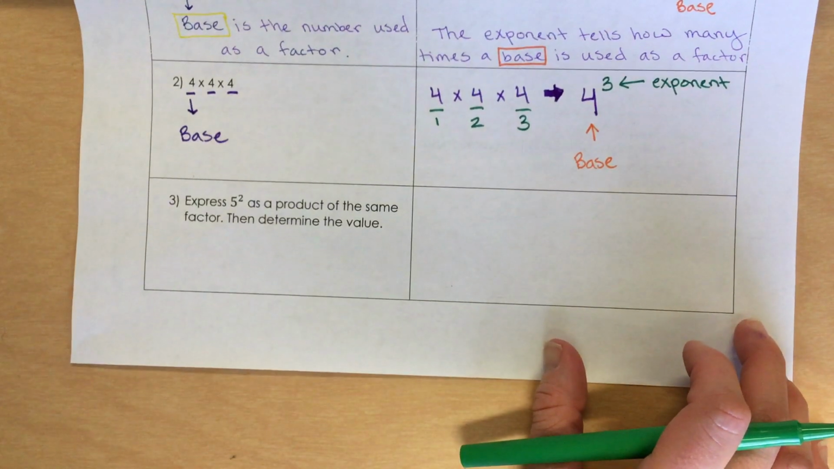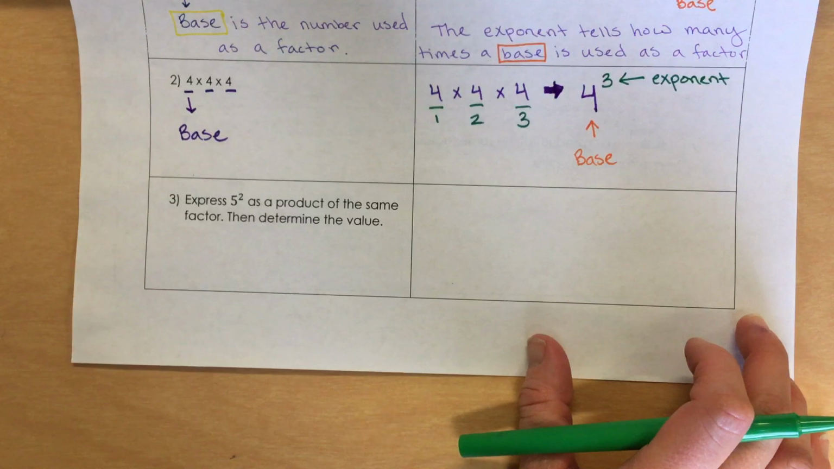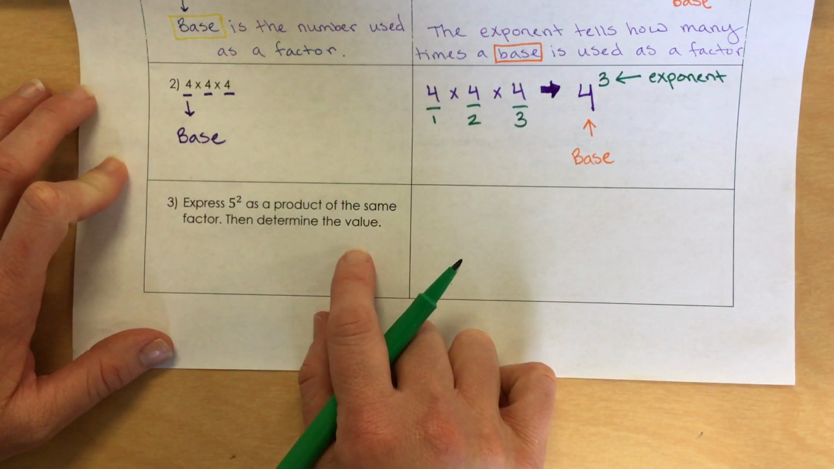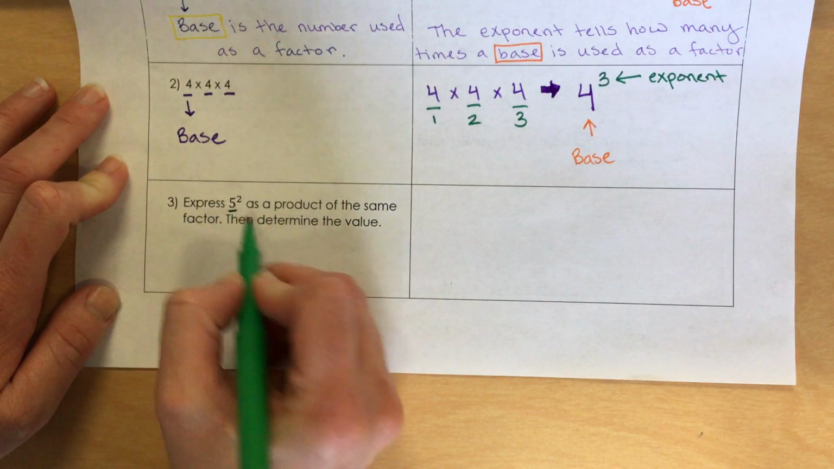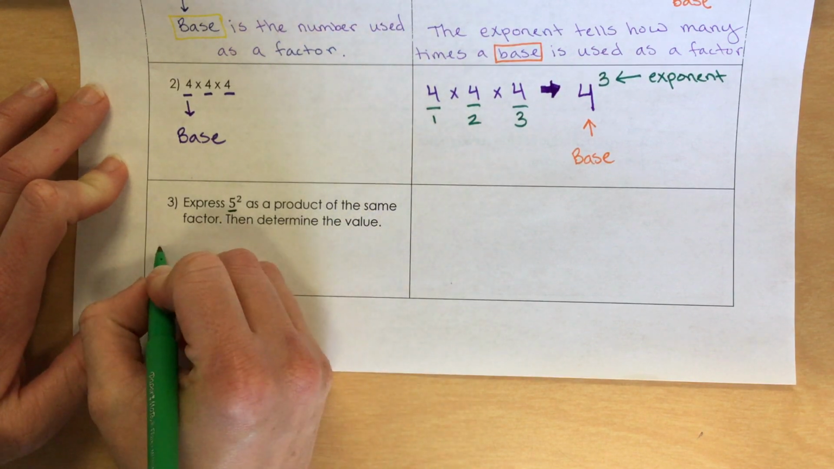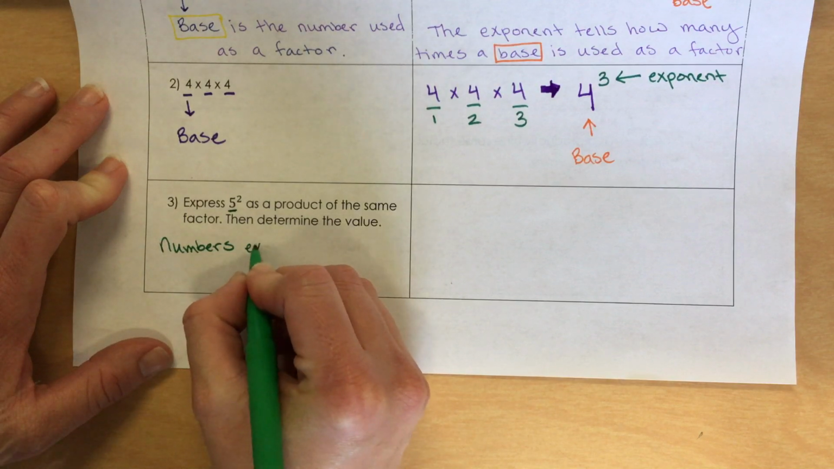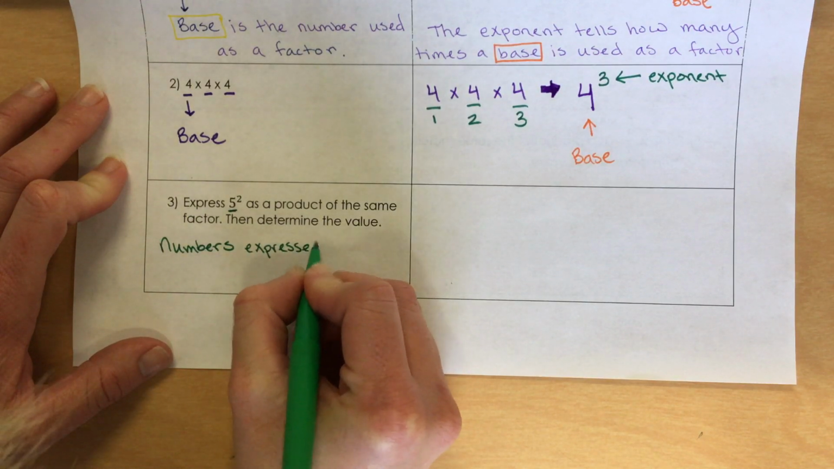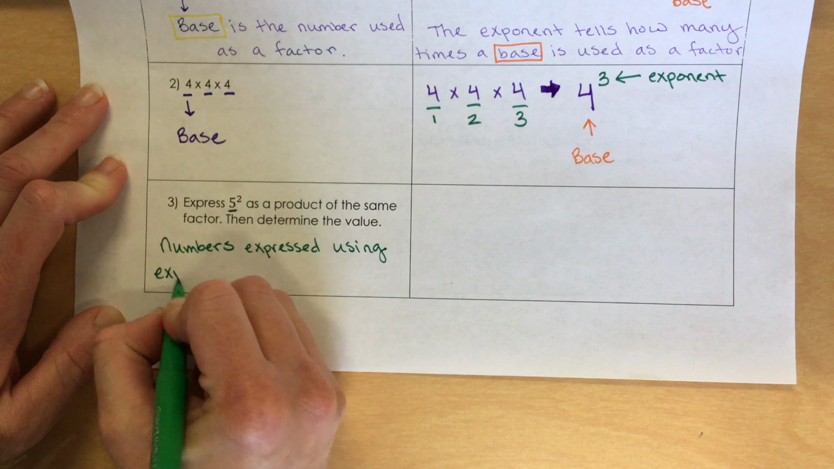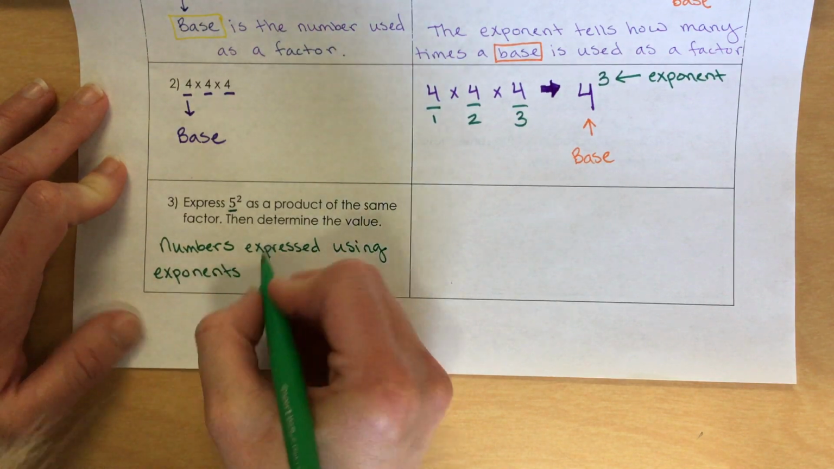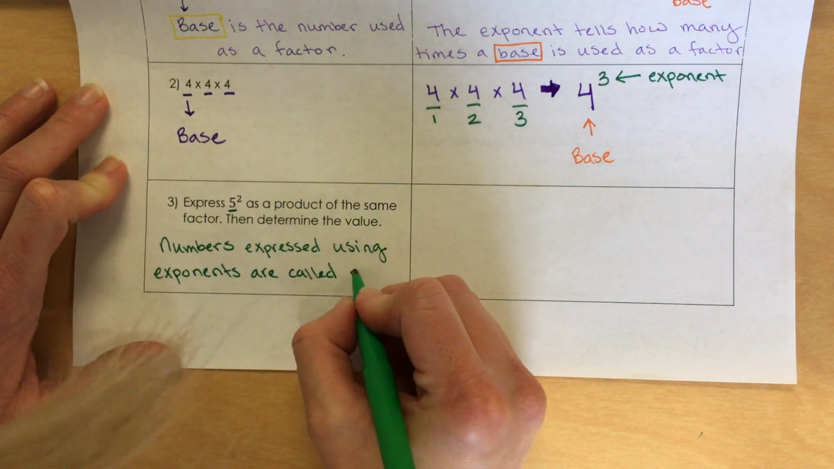All right, let's look at number 3. We're going to express 5 to the second power as a product of the same factor, then determine the value. Notice I said 5 to the second power. Well, why did I say that? Because numbers expressed using exponents, just like this one, are called powers.